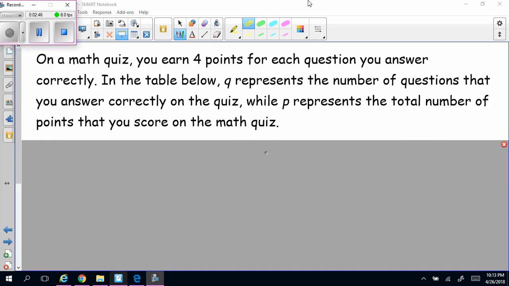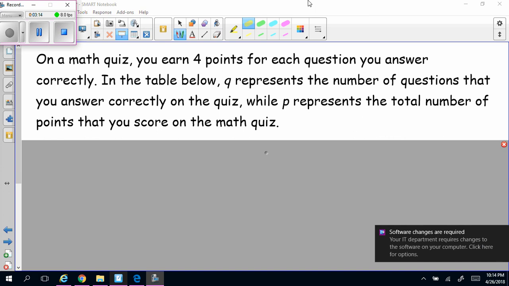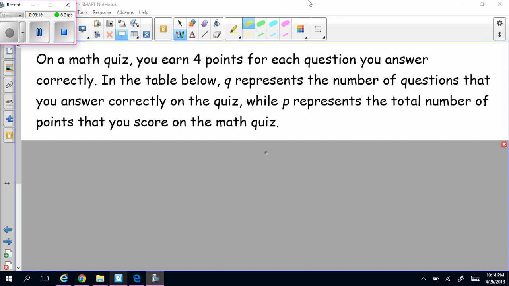Go ahead and copy this problem down. On a math quiz, you earn 4 points for each question you answer correctly. There's going to be a table below where Q represents the number of questions that you answer correctly on the quiz, while P represents the total number of points that you score on the math quiz. So again, it doesn't tell us X and Y. It could be any kind of variables working with independent, dependent, but it depends on the situation. In this case, we're talking about questions and points on a quiz. Go ahead and write this down.